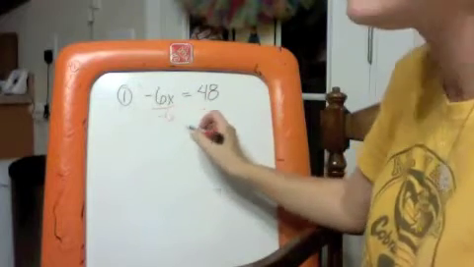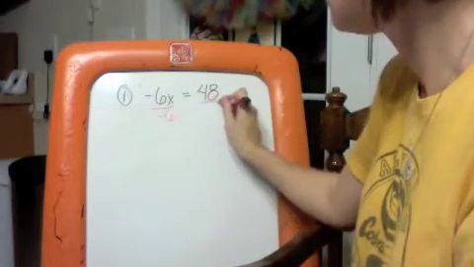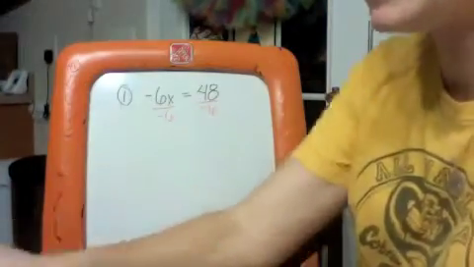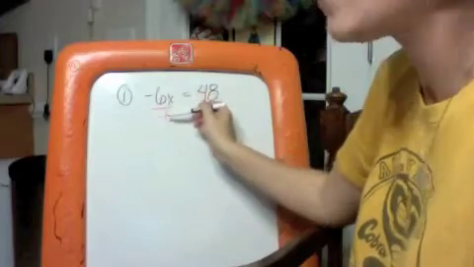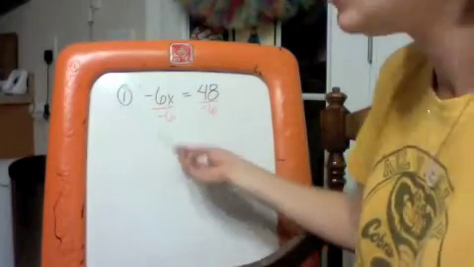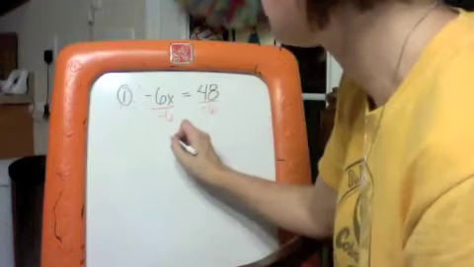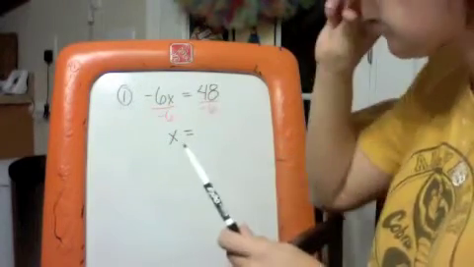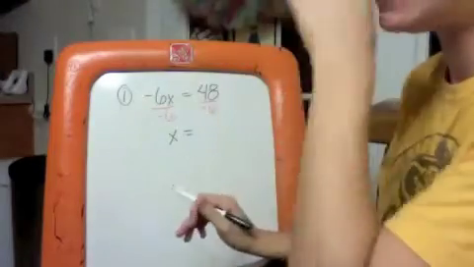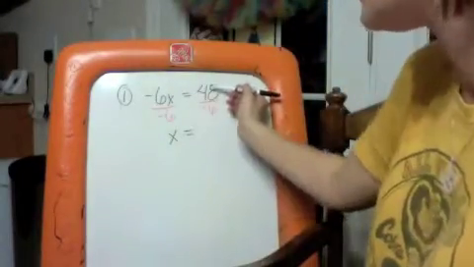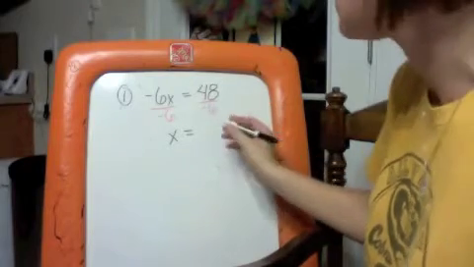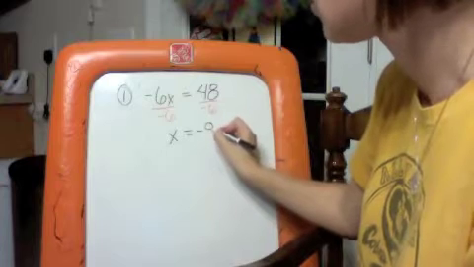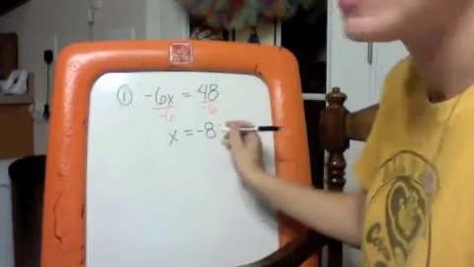So I'm going to divide both sides by negative 6. And I know that I have a negative 6 divided by a negative 6, I'm going to have a 1, which means I'm just going to be left with the x. I'm not going to put a 1x. And here I have 48 divided by negative 6. I know that a positive divided by a negative is going to be a negative. And 48 divided by 6 is going to be 8. So my answer is negative 8.